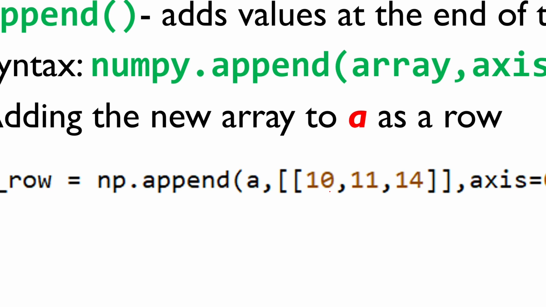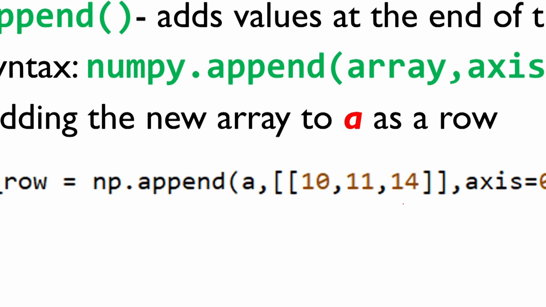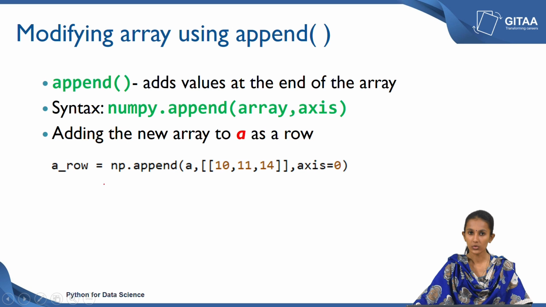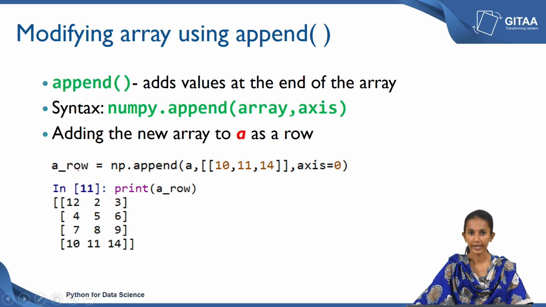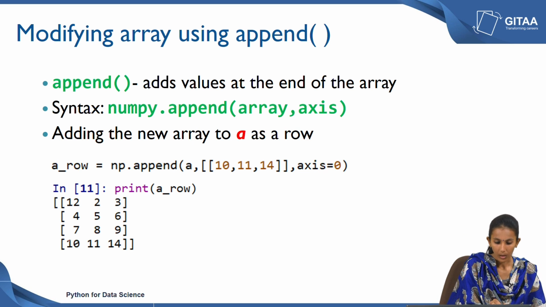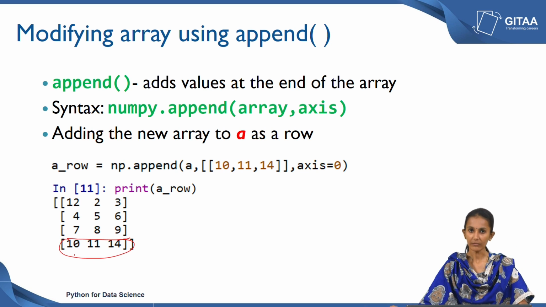It is already a 3 by 3 array, so we need 3 values, right. I am specifying the values for the row, which is 10, 11, 14, followed by the axis. Since I wanted to add along the row wise, I am specifying axis equal to 0. You can also store it in a variable A_row. If we print A_row, we already had the array up till this, right. So, this is our new array which has been added along the row wise.